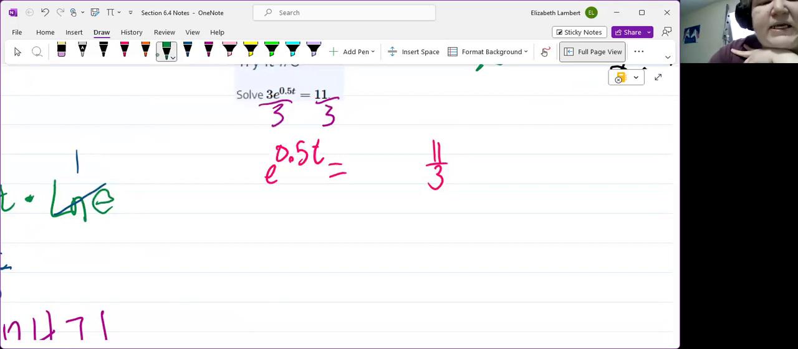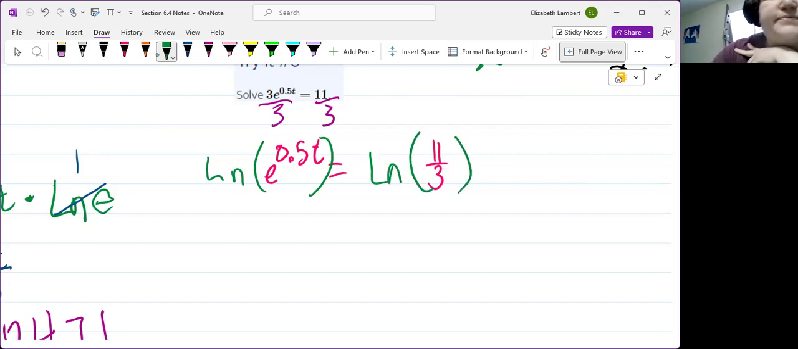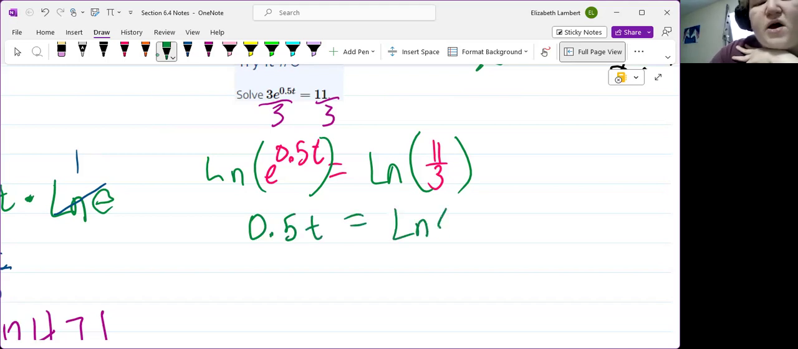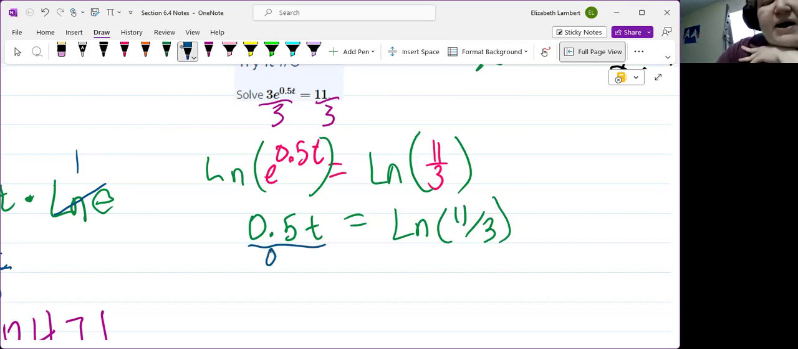To cancel out e to the, I'm going to take the natural log. What I do to one side, I do to the other. And then here, the power comes down, natural log of e is 1, so we'd have just our power. 0.5t equals the natural log of 11/3. Then last step, we're going to divide by 0.5.